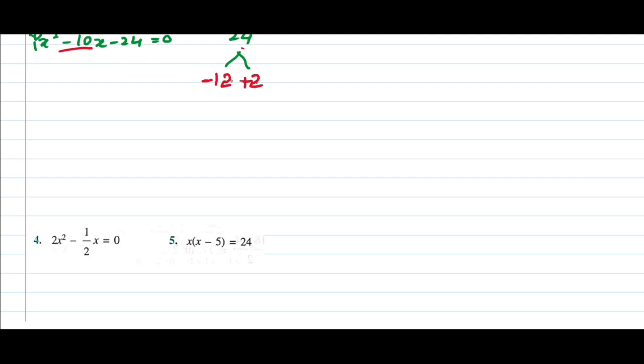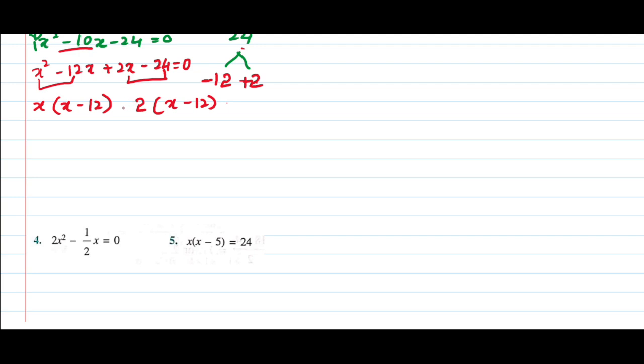So I have written minus 12 and plus 2. 12 twos are 24, and if we add or subtract, I will get minus 10x. So I will substitute minus 10x as minus 12x plus 2x: x square minus 12x plus 2x minus 24 equals 0. Next, we have to take the common terms. Here we have taken x as common, x minus 12 remains inside the bracket, and here we have taken 2 as common, x minus 12.